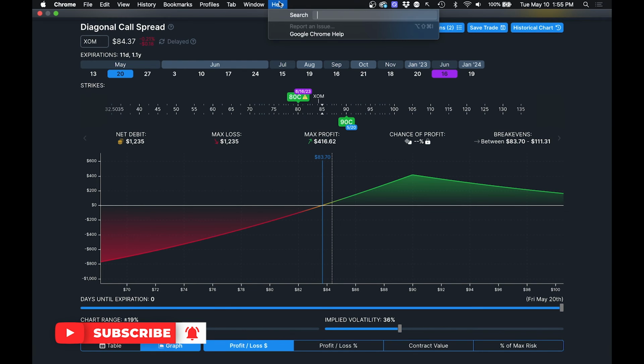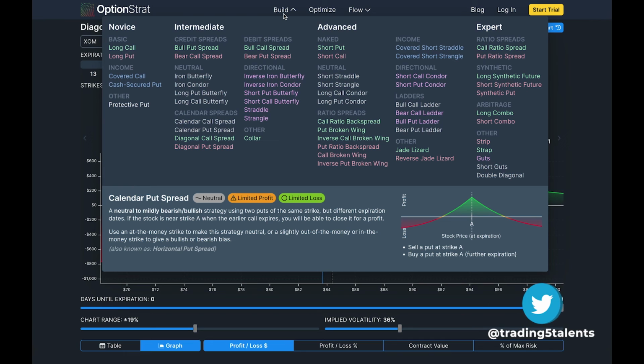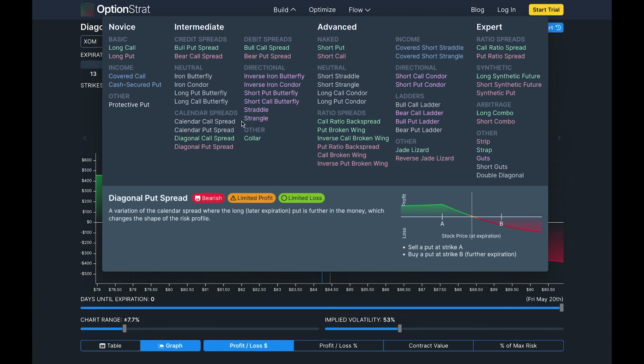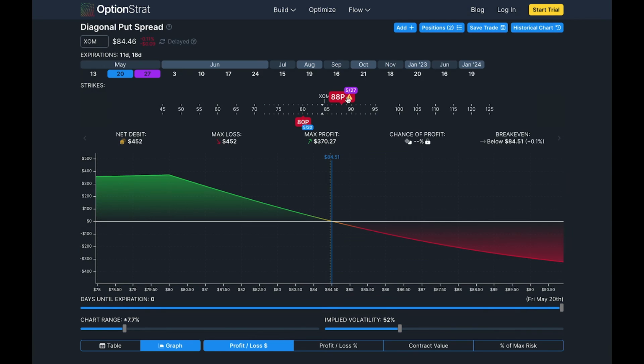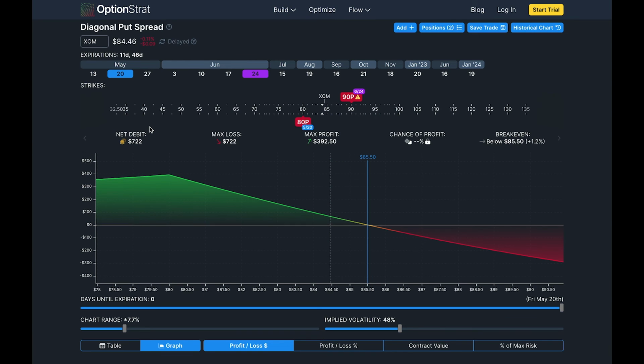All right, now let's look at how a diagonal put spread would work. Just hover over build, go down to diagonal put spread, and we're going to use XOM once again as our example, and then let's set it up according to our example in the slides. What we did here is we shorted the 80 put for 520, and then we went long on the 90 put for 624. That would be this right here. So $722 is our net debit.